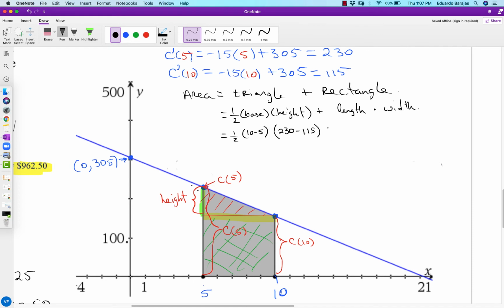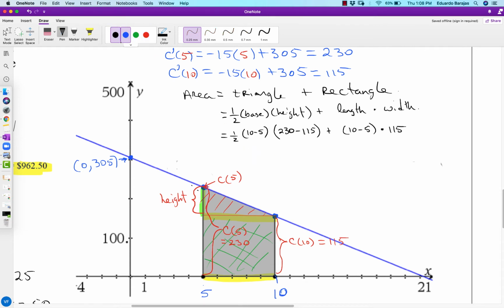Okay, plus now the rectangle. Well, one side of it is going to be the 10 minus 5. That gets me this part of it down here, one side of the rectangle. Whereas the other side of the rectangle is going to be this, which is the C of 10, the smaller value, the 115. Right? This C of 10, this was 115, whereas this C of 5, this one was the 230.